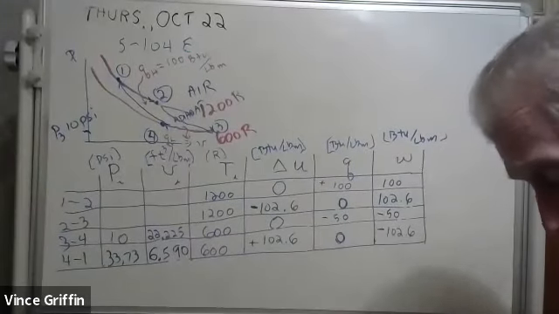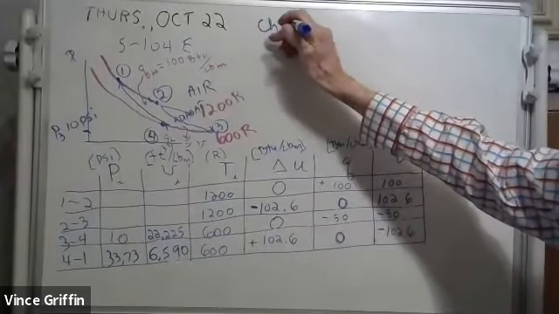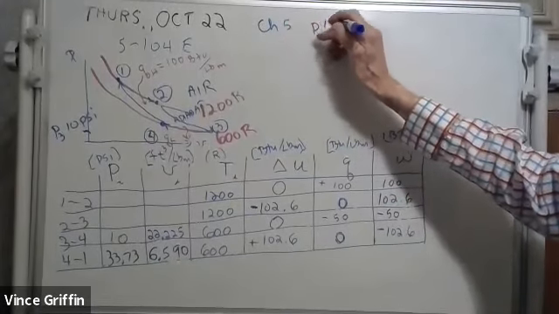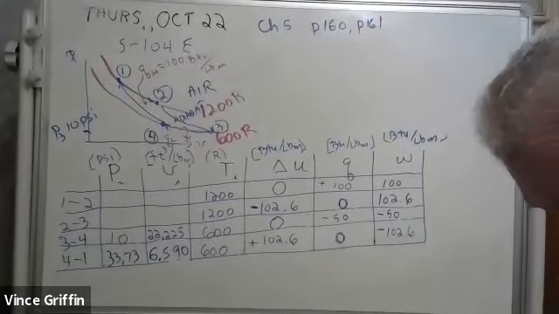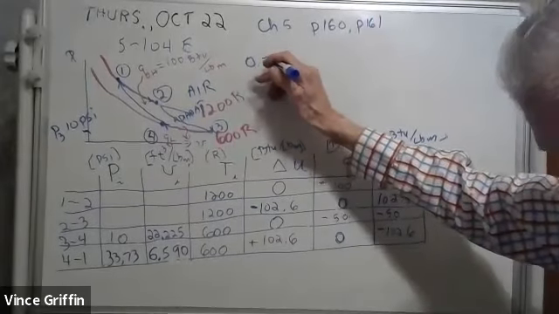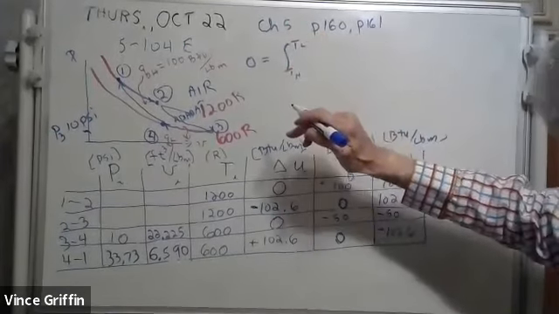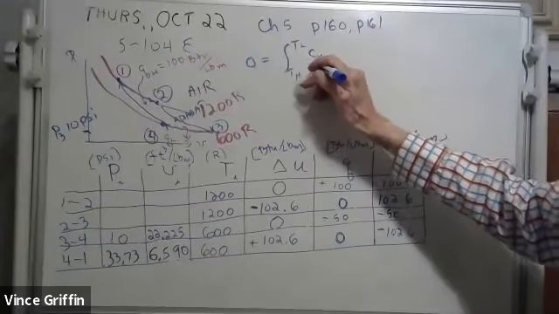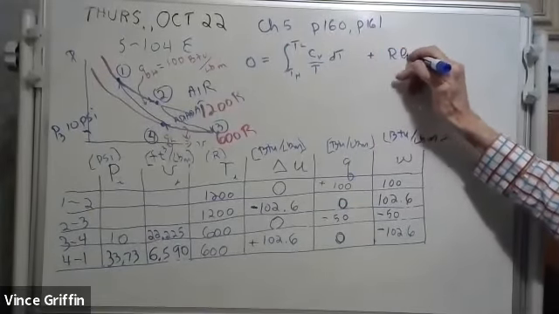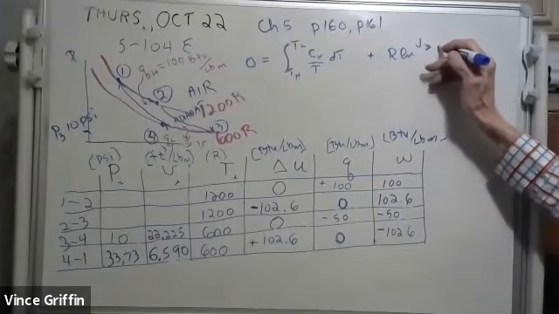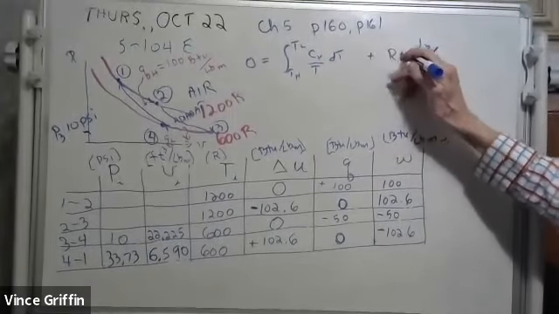Now later I'll show you an easier way than this. But in chapter 5, there's a couple of equations on page 160 and page 161 that deal with adiabats. Now one of them goes like this. You'll see this equation on page 160. I hope you can read my writing. That's supposed to say natural log right there.